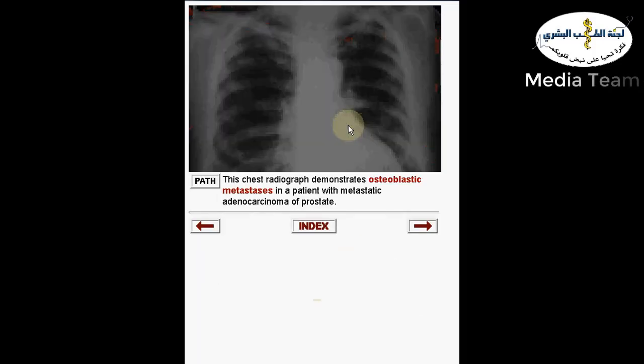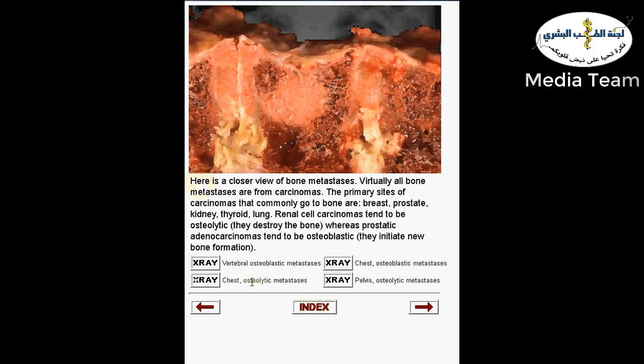Another example here, if you look carefully at the ribs. If you look to the left of the picture, there is a whitish nodule at the rib. Maybe this is another one. So this white nodule is another mets from a patient with prostate cancer, causing osteoblastic mets to the ribs.